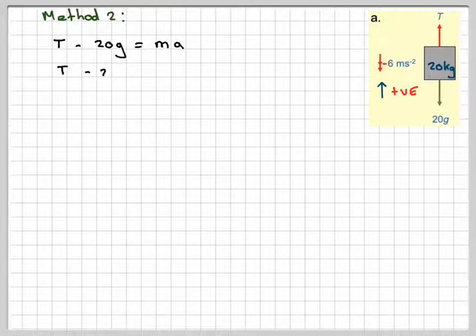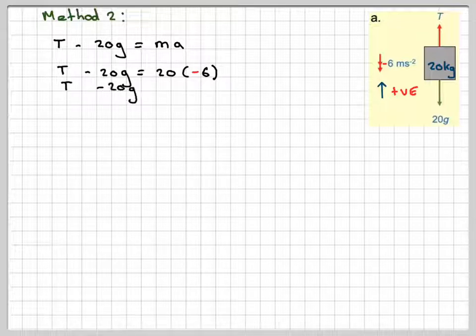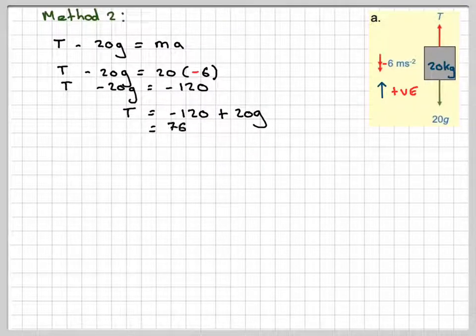So we can say that T minus 20g is equal to the mass, which again is just going to be 20 kilograms, times the acceleration, which is now minus 6. Solving that, we're going to get T minus 20g is equal to minus 120. T will be equal to minus 120 plus 20g. And again, we're going to get the same answer as before, which is 76 newtons. So it doesn't matter which way you do it. You just need to choose one of the methods and then go with it.